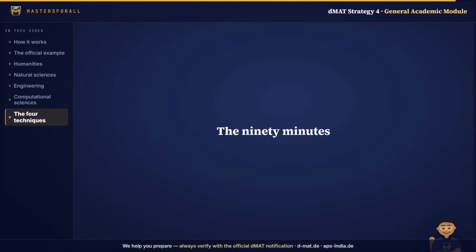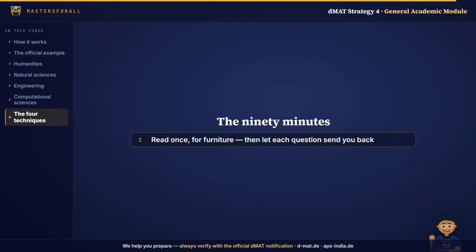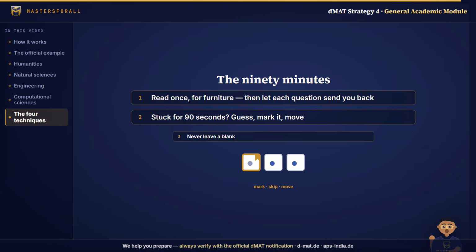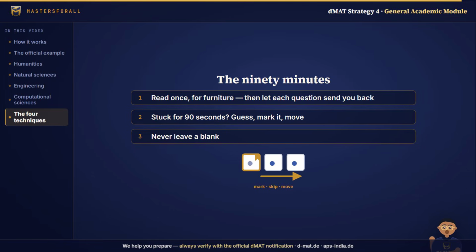And 1 plan for the 90 minutes themselves. Read each text once for furniture, where the formula is, where the table is, what each paragraph is for. You cannot take notes, so a map of locations is the only thing you can carry. Then let each question send you back to the right place. If a question resists you for more than about 90 seconds, mark it, answer it anyway with your best guess, and move. A question you leave for later is a question you may never see again. And never leave a blank. The official instructions ask you to guess. There is no penalty. A blank is the only answer guaranteed to be worth nothing.